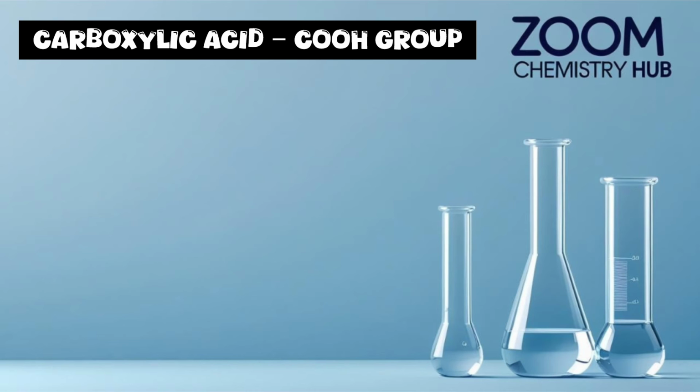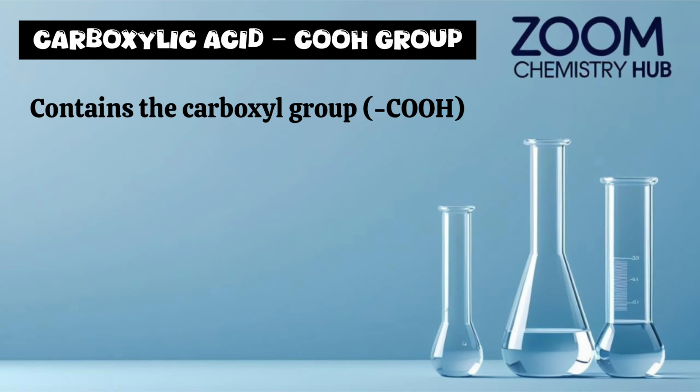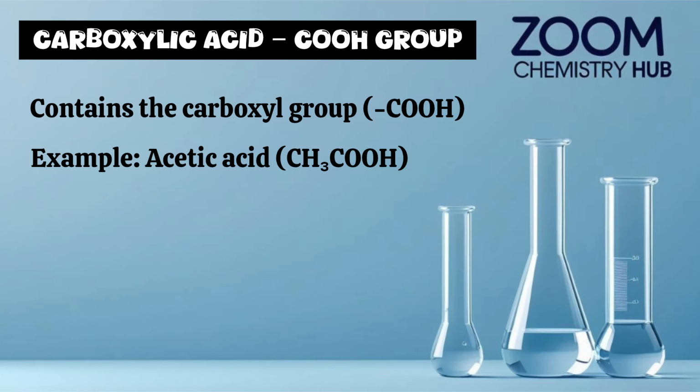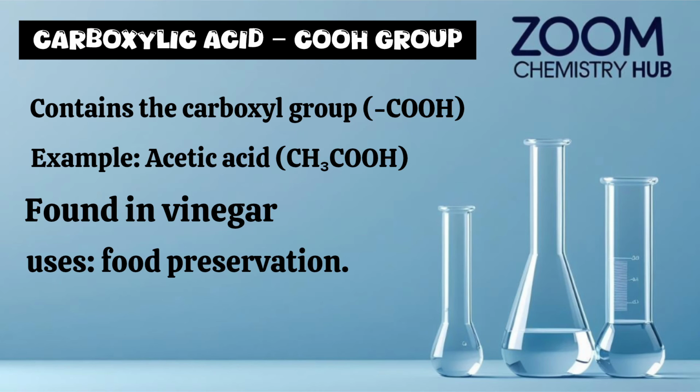Next is the carboxylic acids, that is the functional group is COOH. Carboxylic acid contains the carboxyl group COOH. Example are the acetic acid, and it is found in vinegar and is used in food preservations.